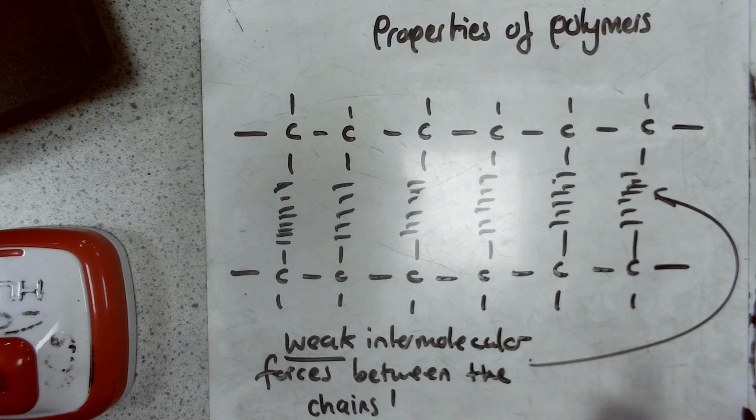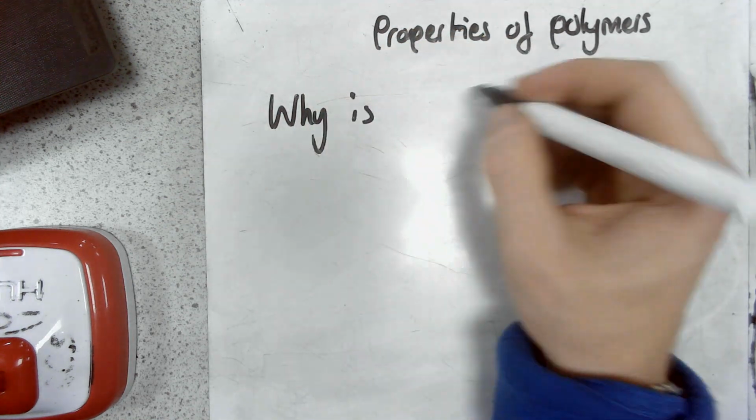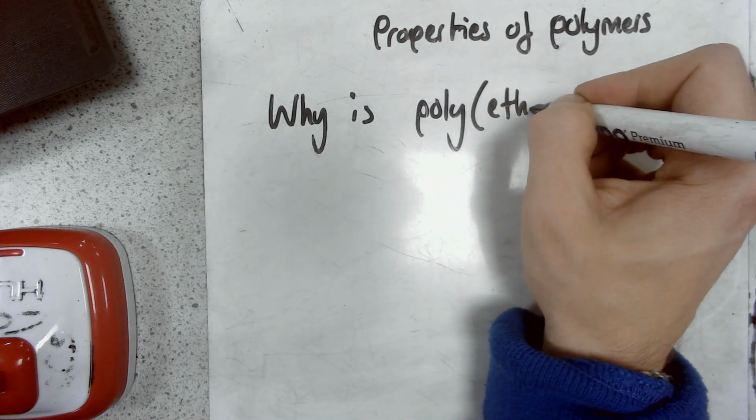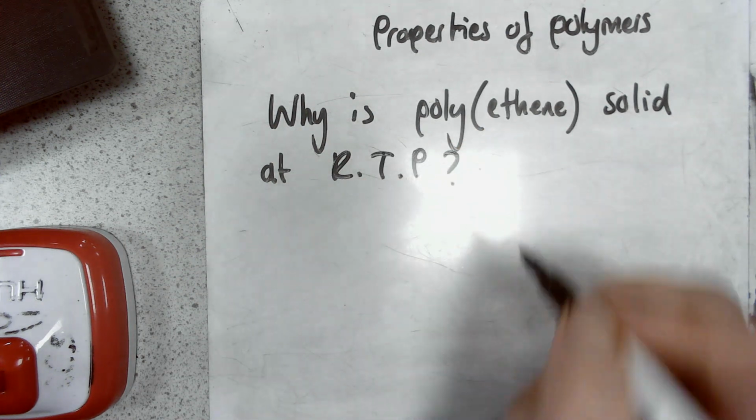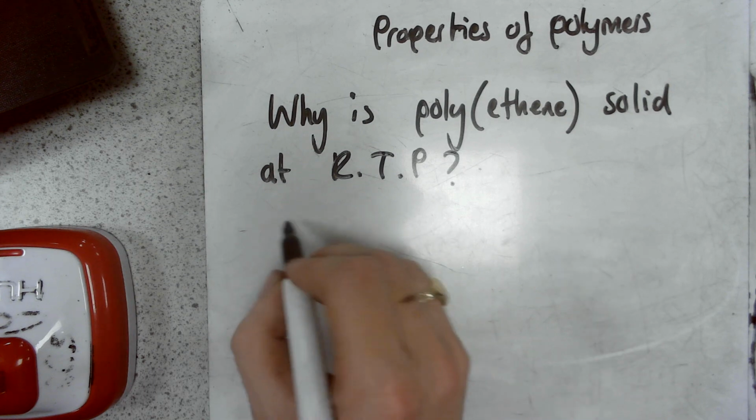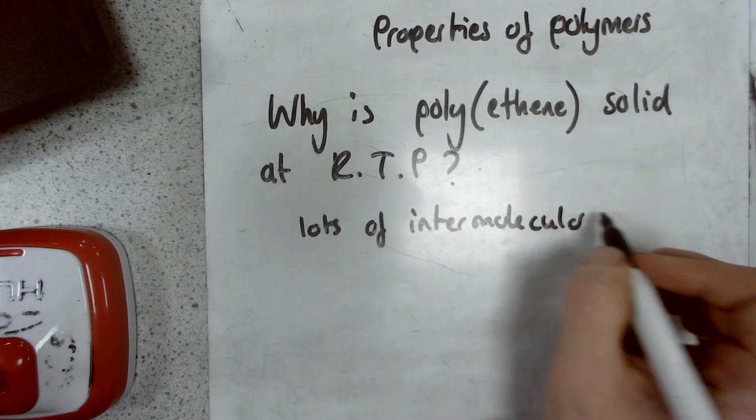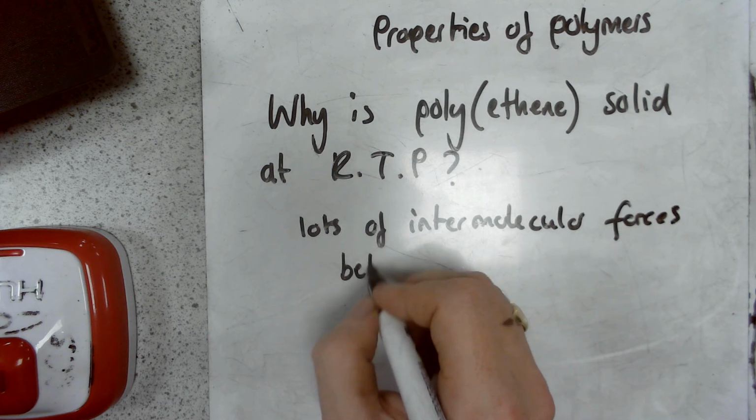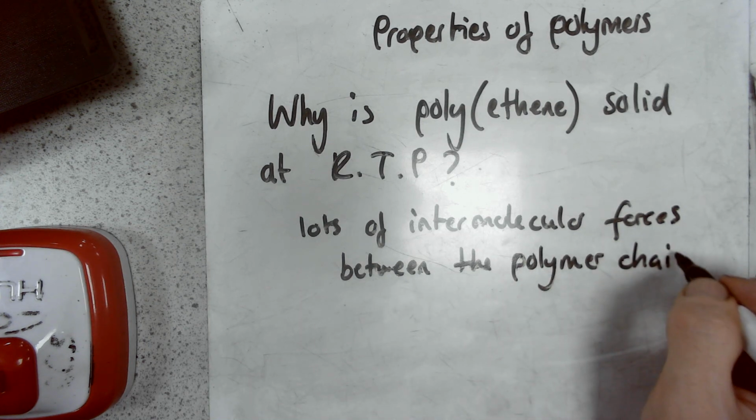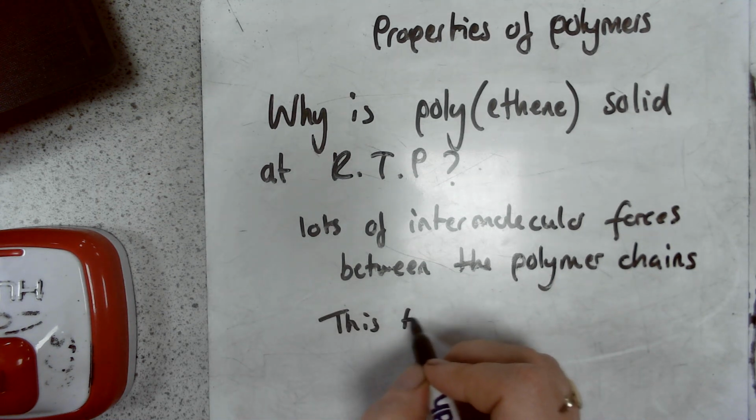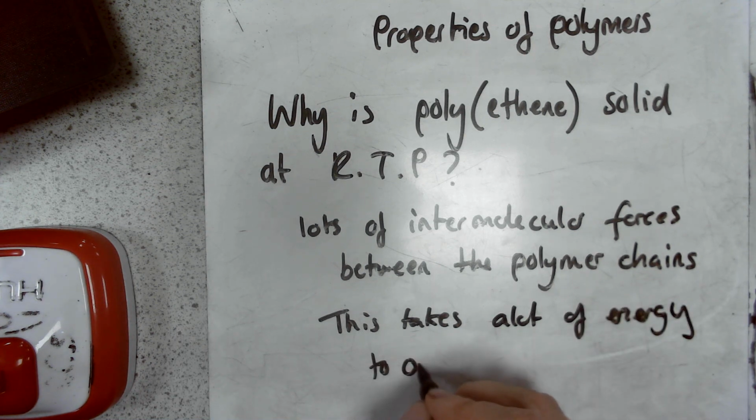which is what's making them solid at room temperature. Okay, so just to sum that up, if you were asked, for example, why is polyethylene solid at RTP, room temperature pressure, it is because there are lots of intermolecular forces between the polymer chains and this takes a lot of energy to overcome.